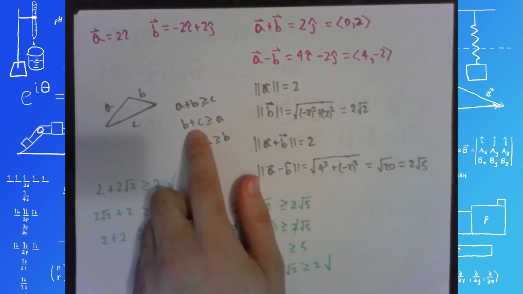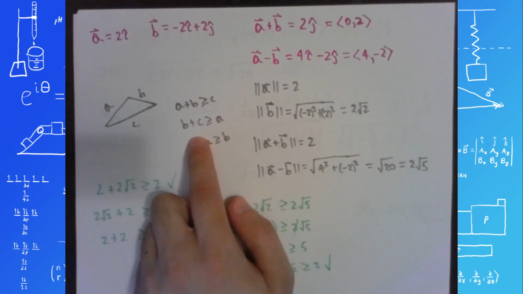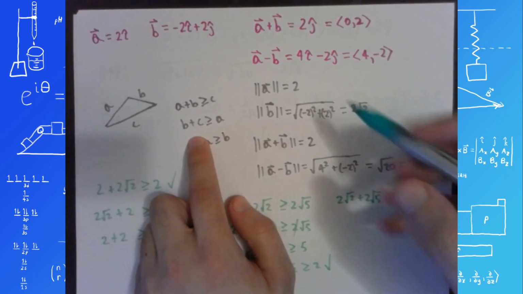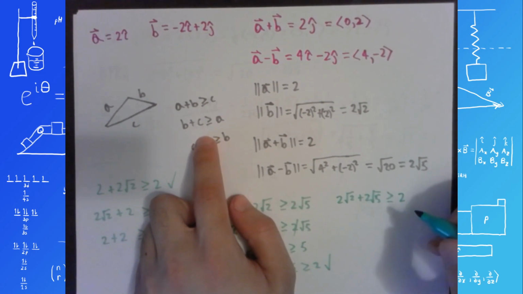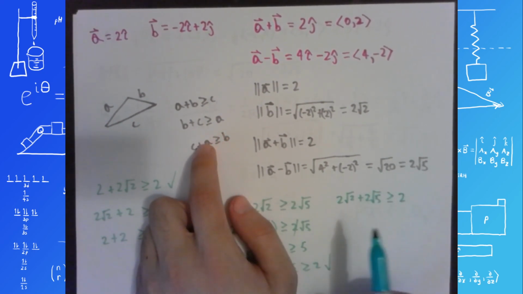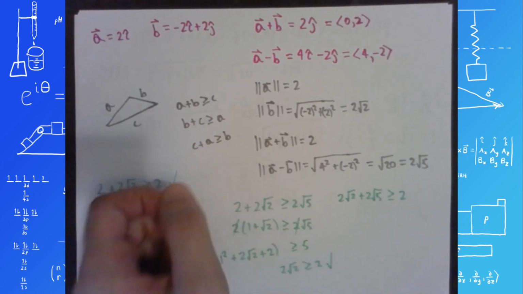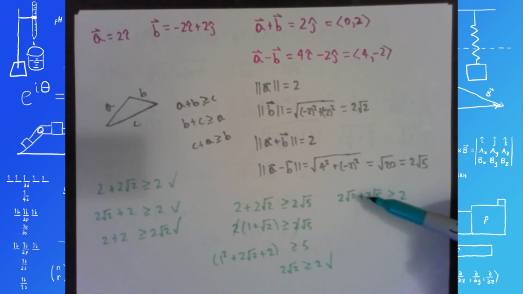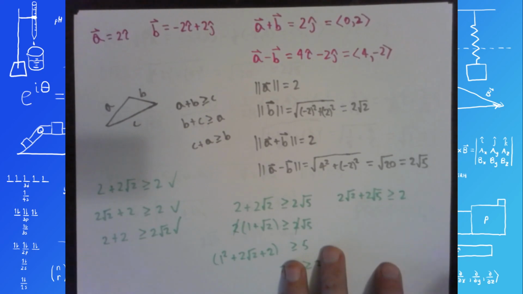Next up, we want to do the second and third compared to the first. So 2 root 2 plus 2 root 5: is it greater than or equal to the magnitude of A, which is just 2? This one should be pretty easy to show. If you divide everything throughout by 2, you're left with root 2 plus root 5 greater than or equal to 1, which is very easily seen because the square root of 2 on its own is greater than or equal to 1. So if you're adding the square root of 5 to it, that just makes the inequality ever more true.